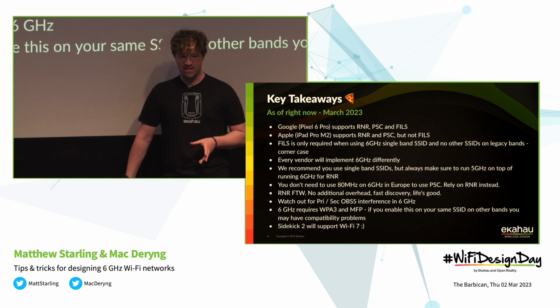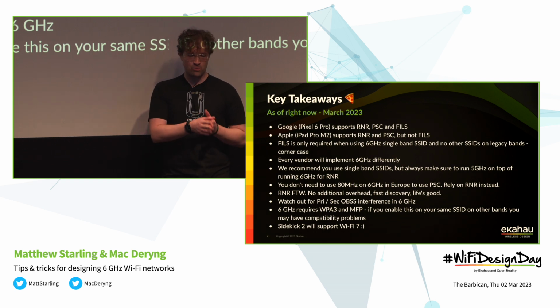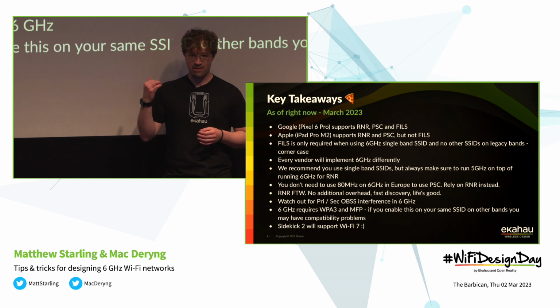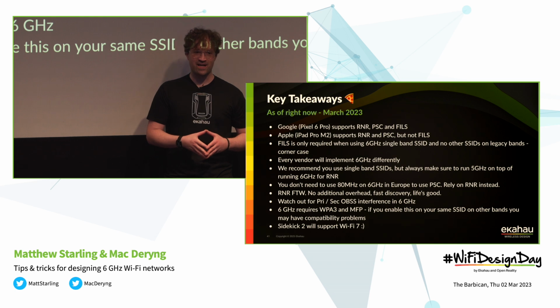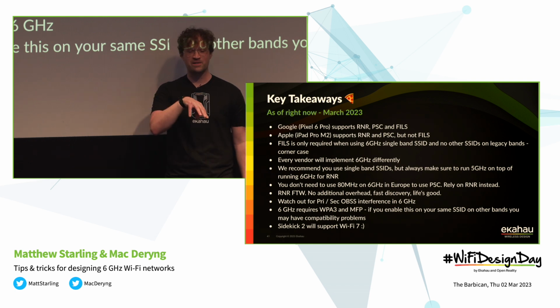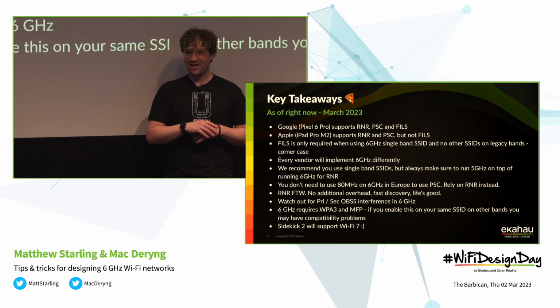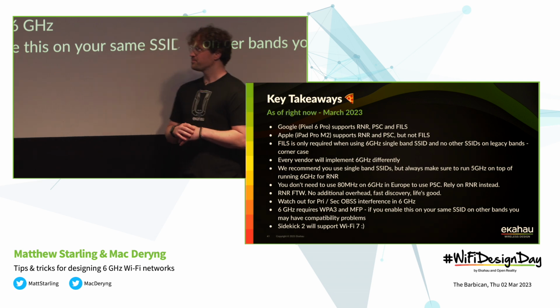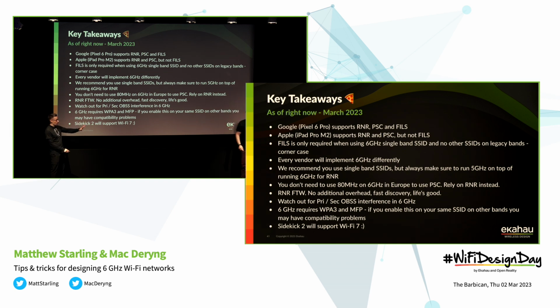And if you have a vendor that enforces the use of WPA3 and MFP on the 2.4 and 5 gigahertz bands, the second that you enable it on the 6 gigahertz band, make sure that your devices do support it. We were doing some fancy tests at some of the big conferences where we had 100 devices associated on a 5 gigahertz radio. Then we enabled WPA3 and MFP, and this 100 shrank to 2 devices being associated on the same radio. So yeah, compatibility can be an issue. And then finally, Sidekick 2 will support Wi-Fi 7.